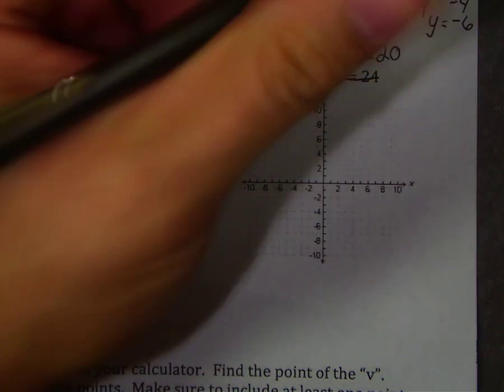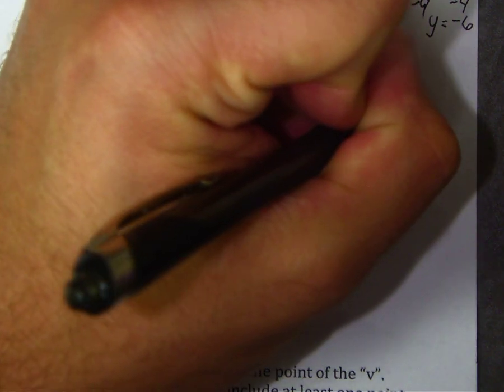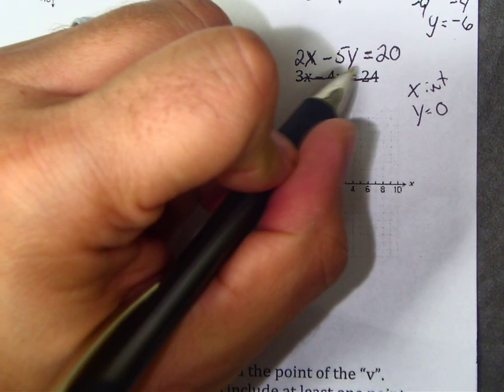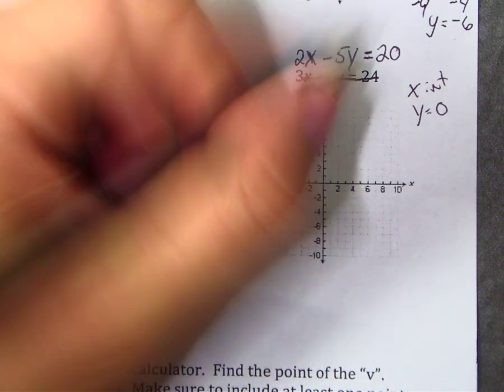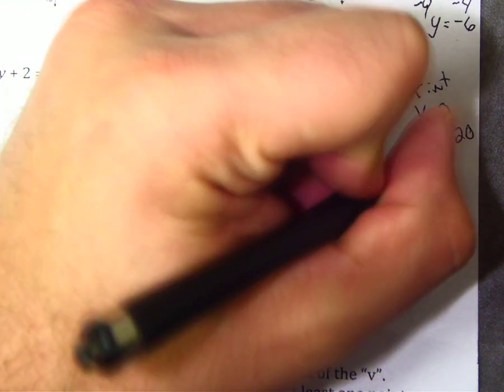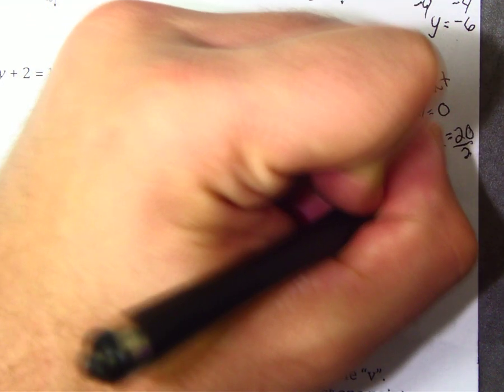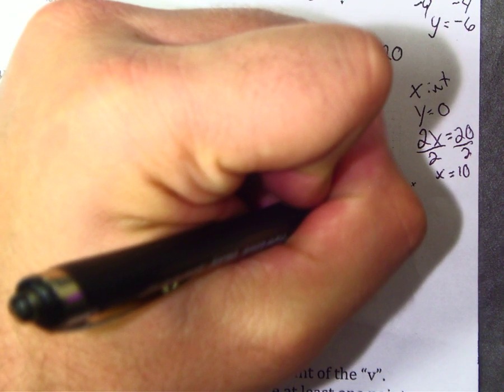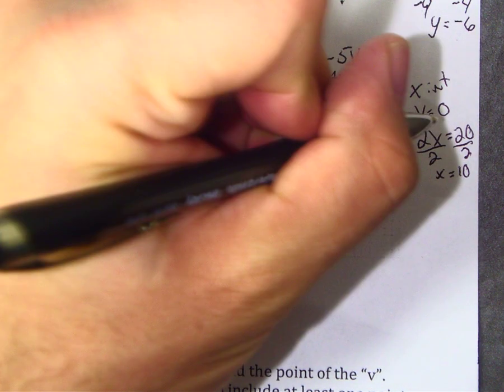Alright, so when we are looking for the x-intercept again, we say that y equals 0. So I plug the 0 in for y right here. And 5 times 0 is 0, so I can just write down 2x equals 20. Divide by 2 on both sides, and I get x equals 10. So I can put a point at 10, 0. 10 for my x, 0 for my y.